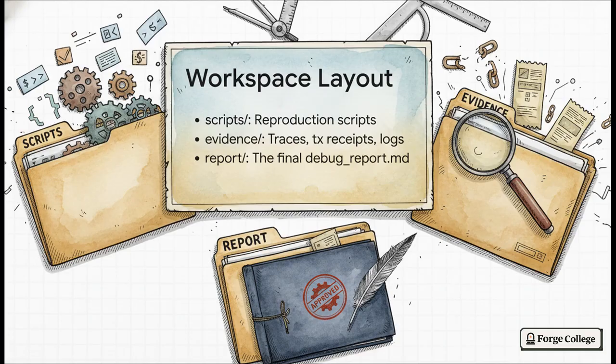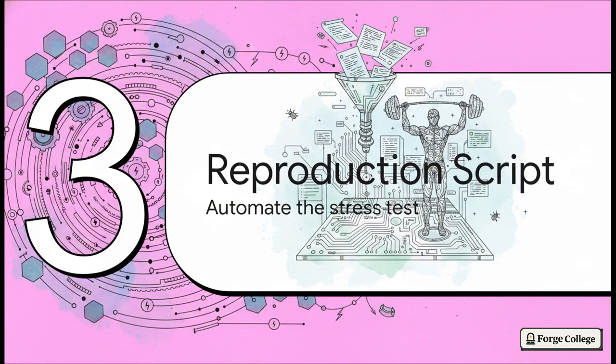Keeping your reproduction scripts, your forensic evidence like traces and receipts, and your final debug report strictly separated ensures you never lose a vital piece of data when you need it most. Because trust me, nobody wants to hunt for the evidence of a $1 million exploit in a folder named New Folder 3. All right, part 3, the reproduction script, automating our stress test.